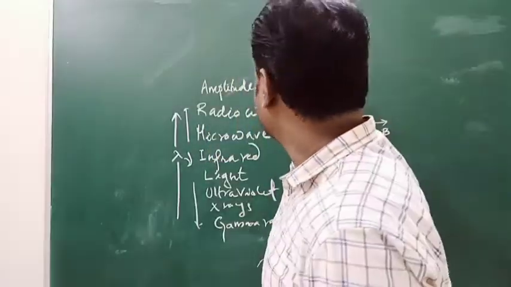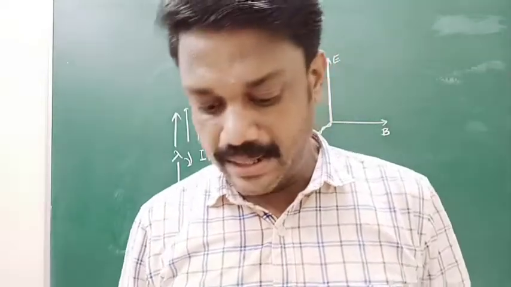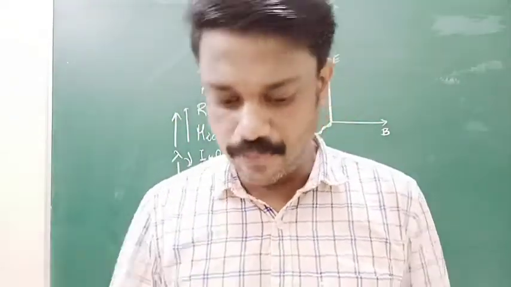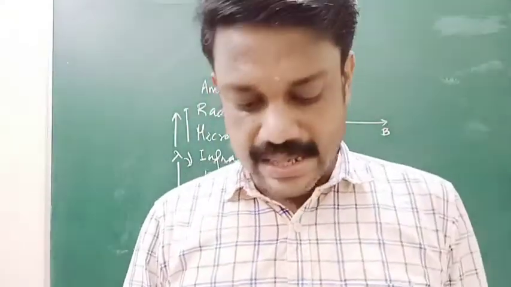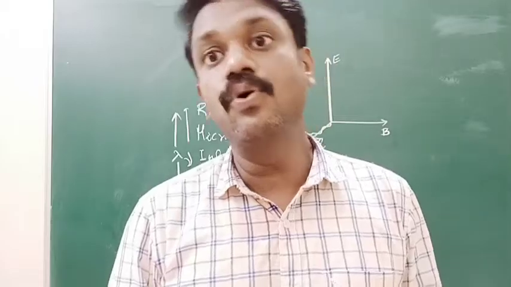Then coming to radio waves. Radio waves have a wavelength range of 10 to the power minus 1 meter to 10 to the power 4 meter. Then its frequency range is 3 into 10 to the power 4 hertz to 3 into 10 to the power 9 hertz.